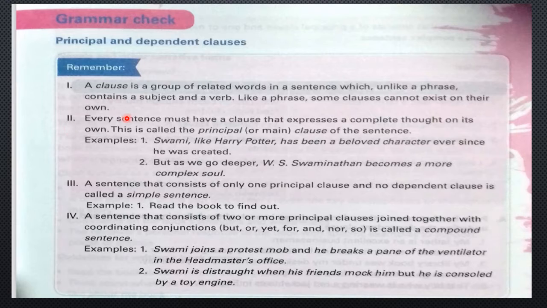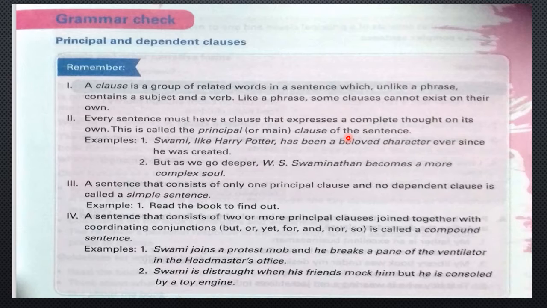So second one, every sentence must have a clause that expresses a complete thought on its own. This is called the principal or main clause of the sentence. Now the principal clause definition is provided here. Every sentence must have a clause that expresses a complete thought on its own. This is called the principal or main clause of the sentence.